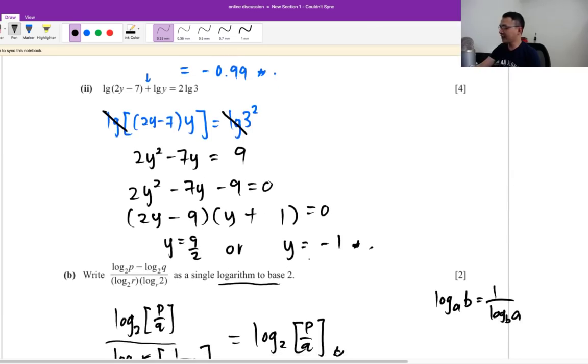Yes, in this case, sorry, I forgot, y equal to negative 1 must be rejected because log cannot accept a negative value. Alright.